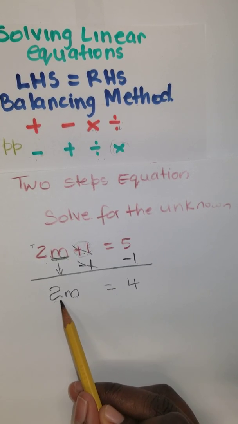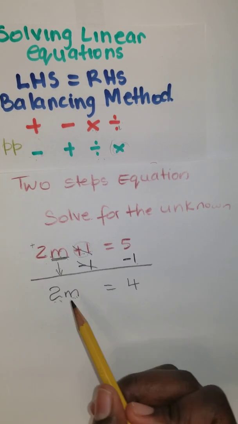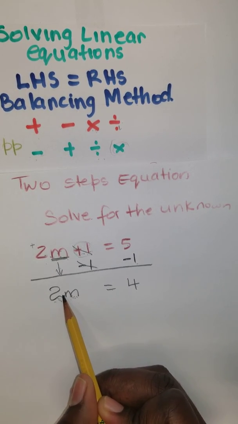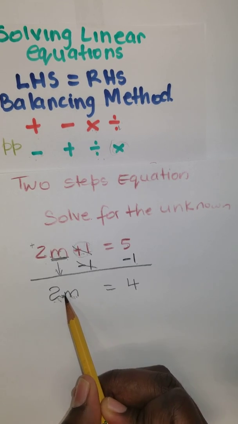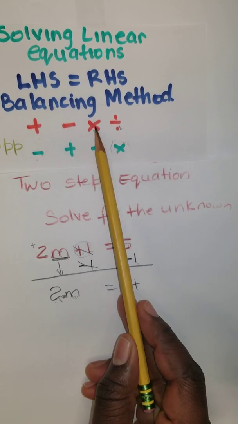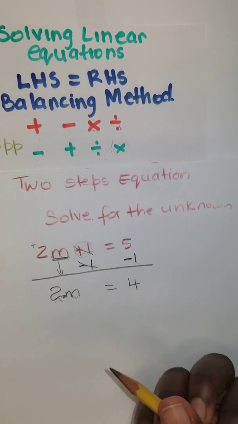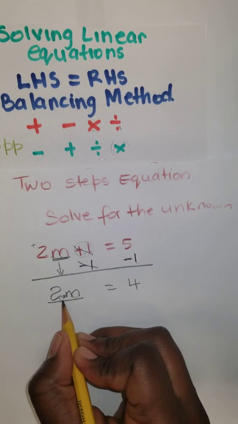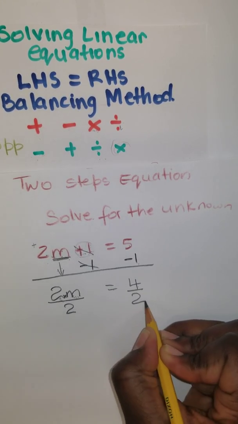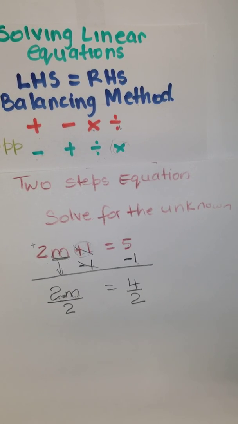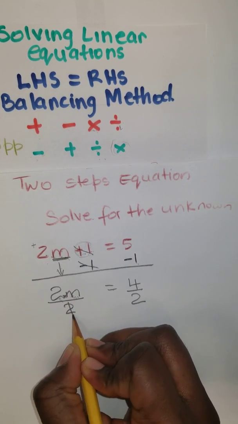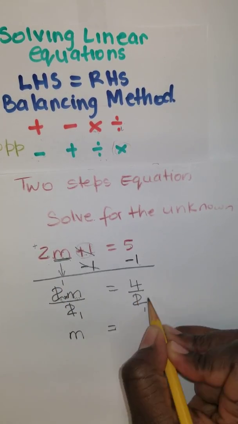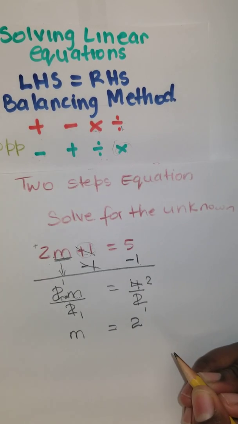Between these two, they are multiplying. How do we know? Because 2 and m are combined, and they're combined through multiplication. So once it is multiplying, we do the opposite, which is division. So we divide by the coefficient, which is 2, on both sides, and we do this to balance the equation. 2 goes into 2 one time, 2 goes into 2 one time. So m is equal to 1, 2.